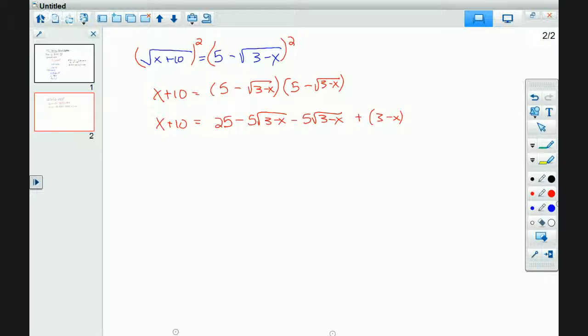4.5. Okay, combine like terms on the right. This is minus 10. Oops. Yep, I could have done that better. That's 25 plus 3, 28, and then we have minus x. So thankfully there's just one root here, right? Now we can move everything over and isolate it.